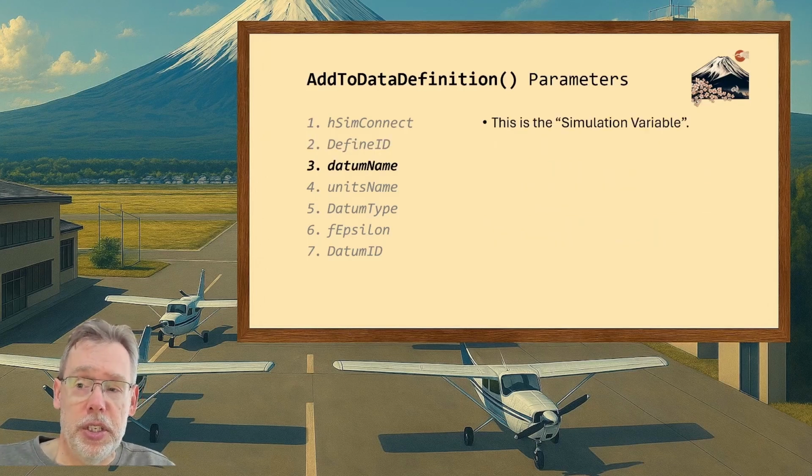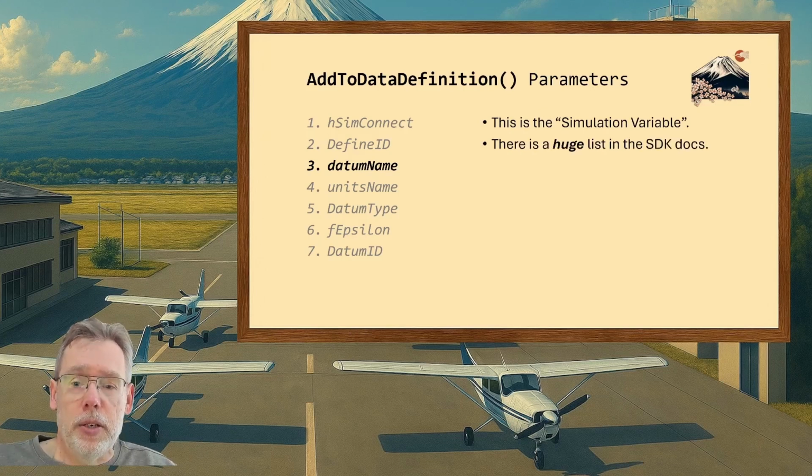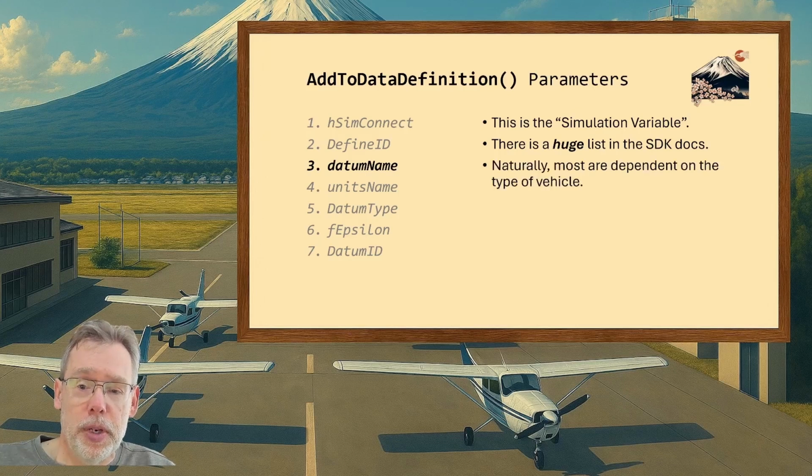So let's go to the name. Now, this is the simulation variable. Take a look in the SDK docs because there is a huge list, and be prepared. Most of them are dependent on the type of vehicle. So you can ask about data concerning, for example, a simple diesel engine, but if you don't have a propeller aircraft, then you won't get any data on that.